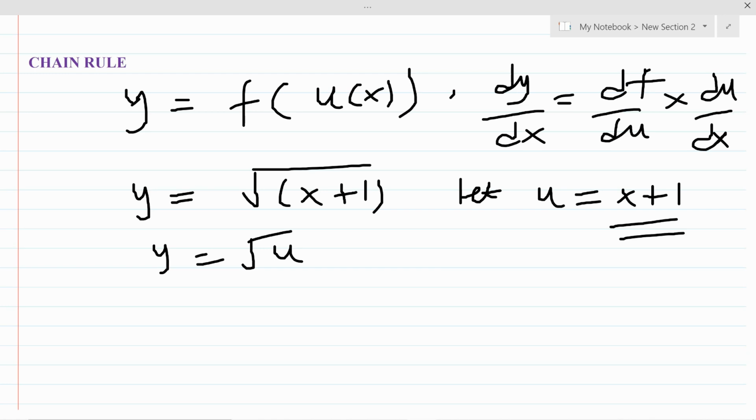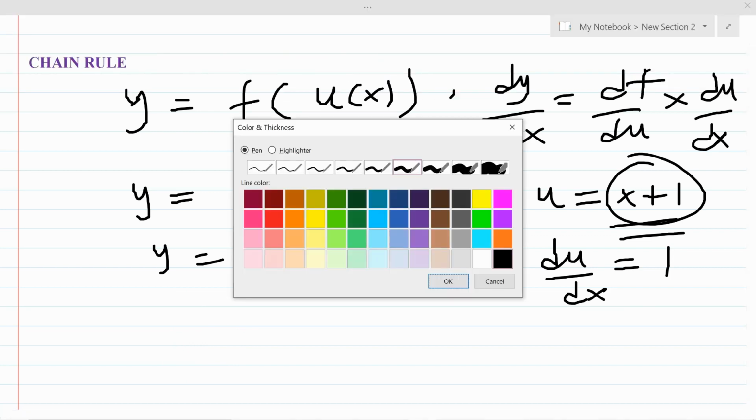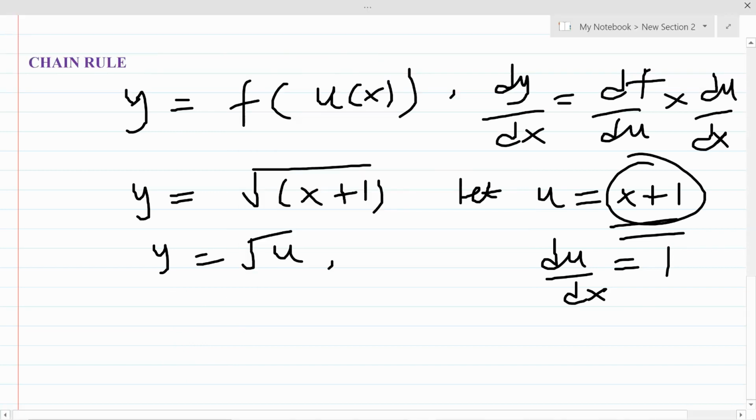So if I want to find my dy/dx, then I have to find du/dx first, which will be equal to differentiating the whole of this, and that will give me 1. And my dy/du is equal to, let me clean this part. So it's like there's a function inside another function. So what you do is you represent some part of the function by something, u, so that you get y equals something in u, just like that.